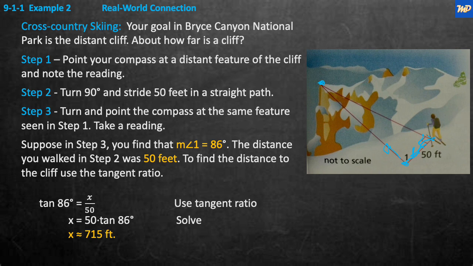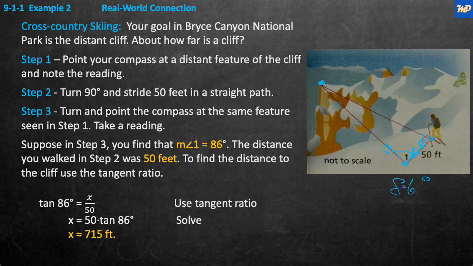This angle here. So it says, now suppose in step 3 you find that the measure of angle 1, right here, is 86 degrees. Okay, you measured over here, you went 90 degrees, you came over here, and now you're looking back, and it's no longer 90 degrees because you moved this short distance, 50 feet, and now you're at 86. So it's almost 90, but it's not 90. So to find the distance to the cliff, use the tangent ratio.